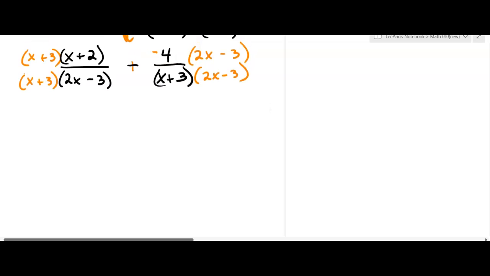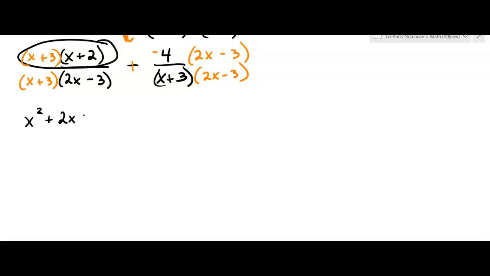Now I want to multiply out those numerators, and that I think is sometimes the tricky part. So how do I multiply that? Well, it's a binomial times a binomial. I'm going to have to use FOIL. And then I'm going to distribute here, so that's going to be minus 8x plus 12.